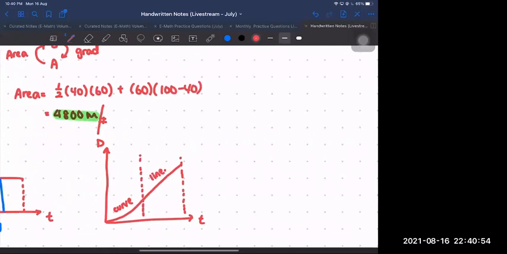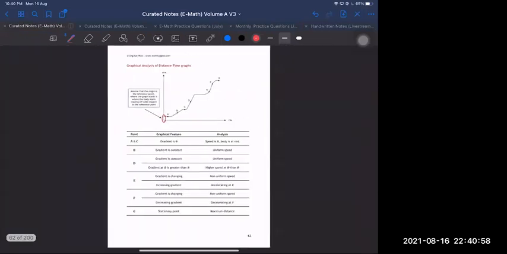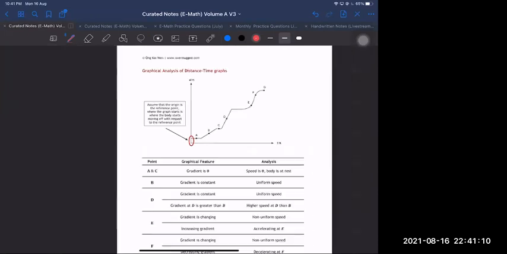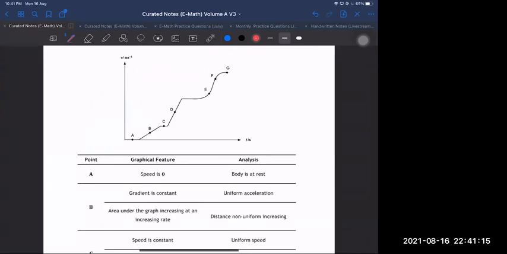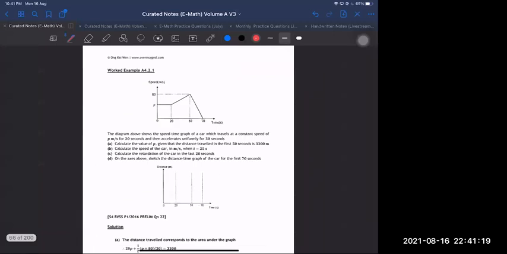Okay, now just to show you my notes, there are example questions and I've sketched every single possible curve out there in the syllabus. So you can refer to what point A is, what point B is, what point D is, what point C is, and how to do the relevant conversions in the question. It's the same thing here, and I've done it for the speed time graph as well. And I have example questions to teach you how to do the conversions.